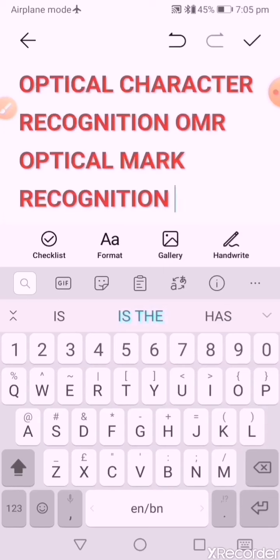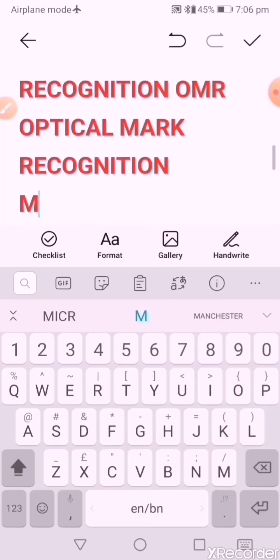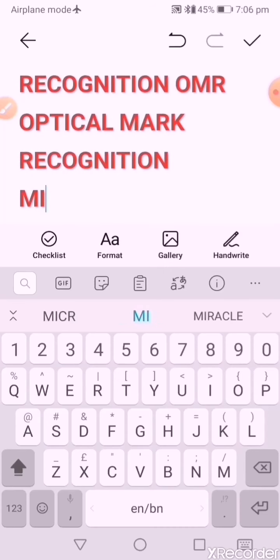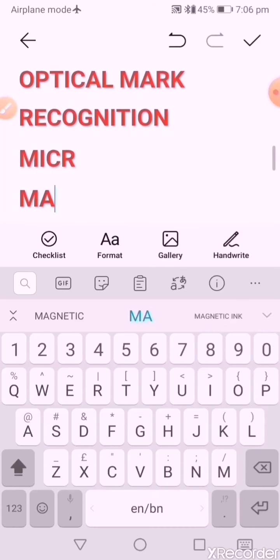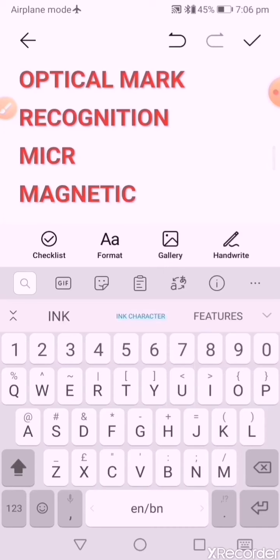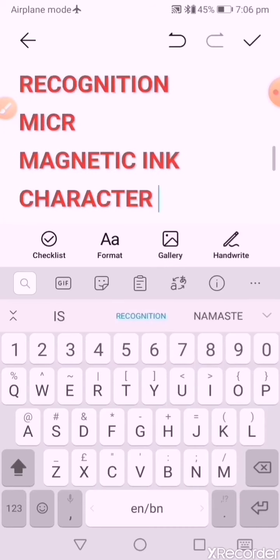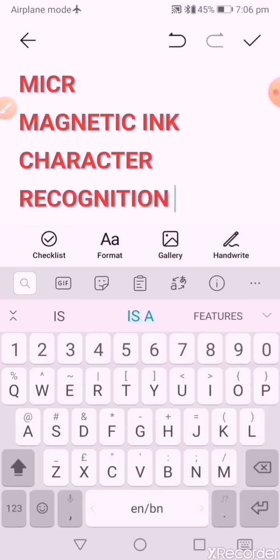Next, what is the full form of MICR? The answer is magnetic ink character recognition.